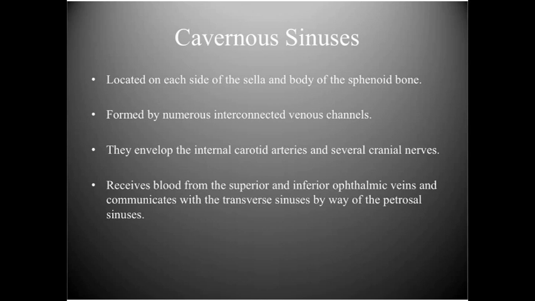The cavernous sinuses are located on each side of the sella and body of the sphenoid bone. It's formed by numerous interconnected venous channels. They envelop the internal carotid arteries and several cranial nerves. They receive blood from the superior and inferior ophthalmic veins and communicate with the transverse sinuses by way of the petrosal sinus.